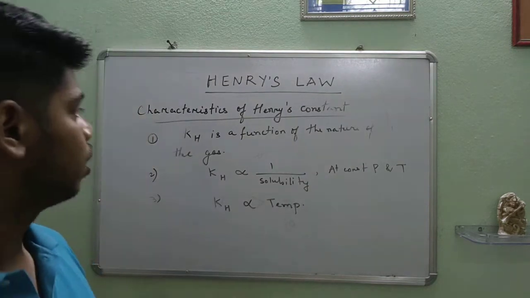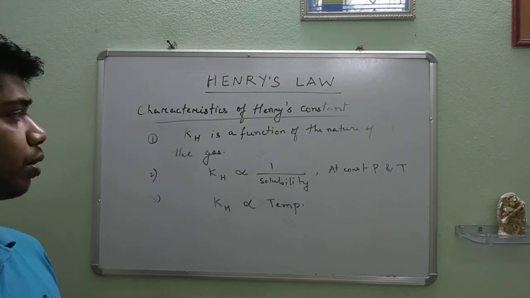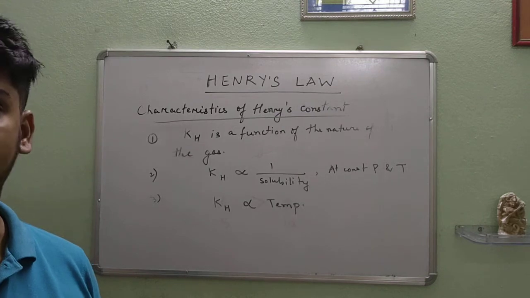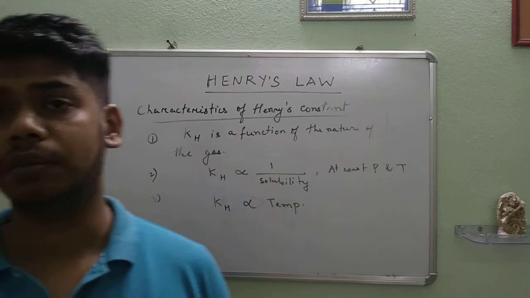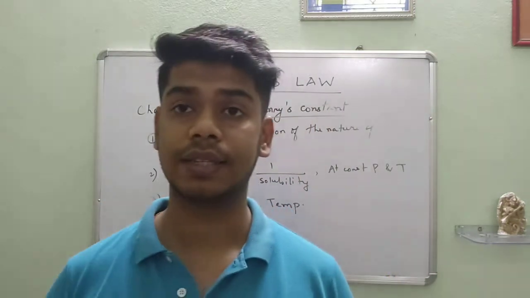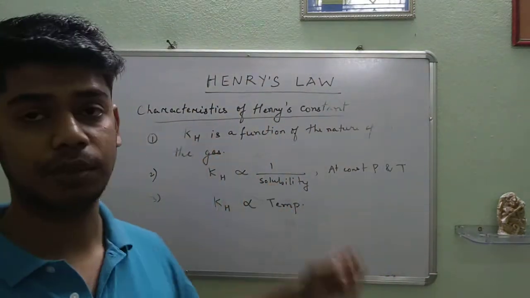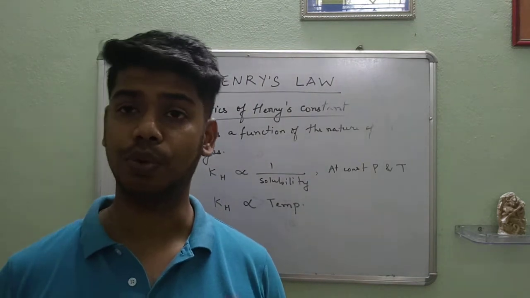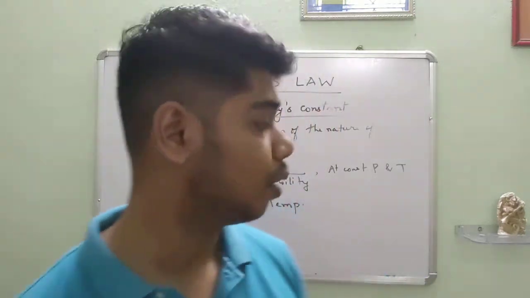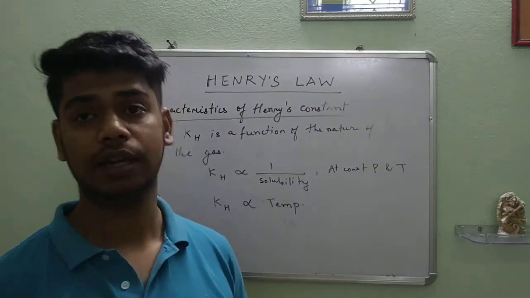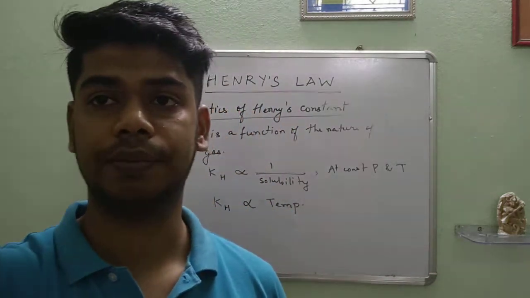Once again I am explaining. First, Henry's constant is a function of the nature of the gas. What does this mean? This means that different gases will have different values of Henry's constant. Second characteristic is that KH is inversely proportional to solubility. That means the more the value of KH for a particular gas, the lower will be the solubility. And the third characteristic is that KH is directly proportional to temperature. The more the temperature, the more will be the value of KH. That is Henry's constant.